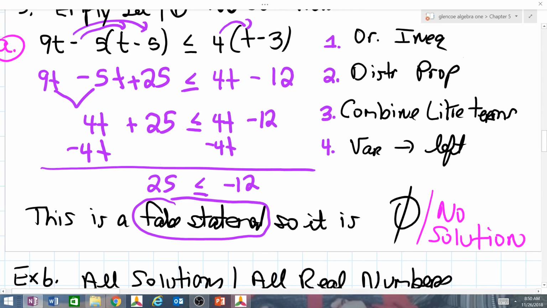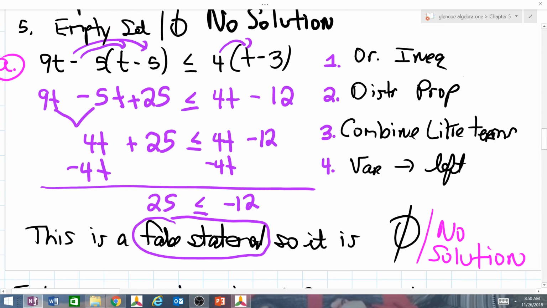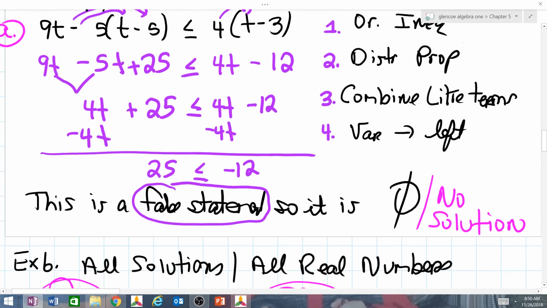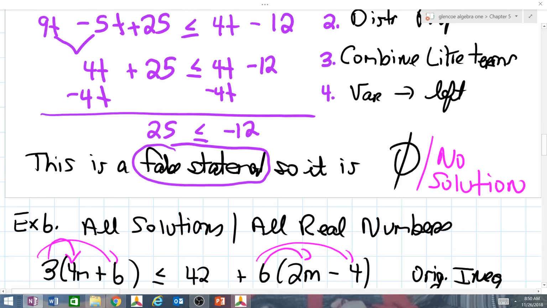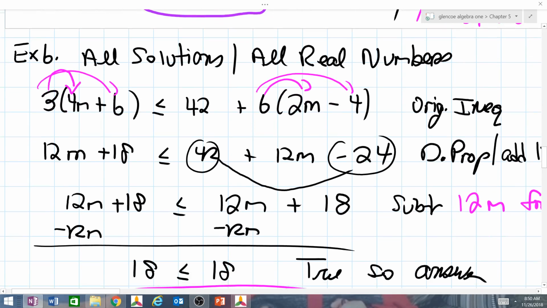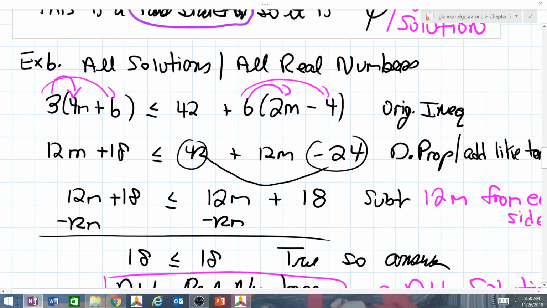Are you with me? Does anyone have a question? Okay, last example. Yes, I'm so sorry. What if it was 25 is greater than negative 8? Then it would be true and it would be all solutions. So that's the next one we're going to do: all solutions or all real numbers.